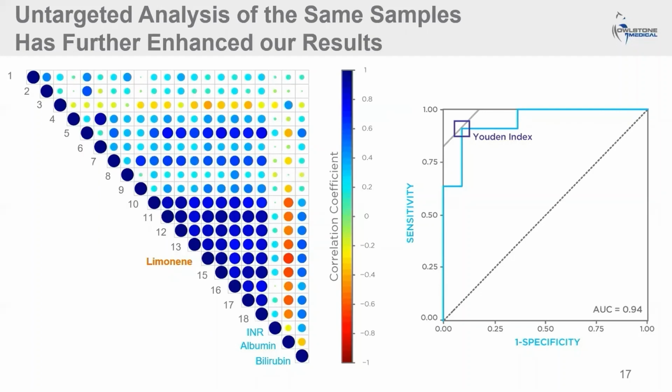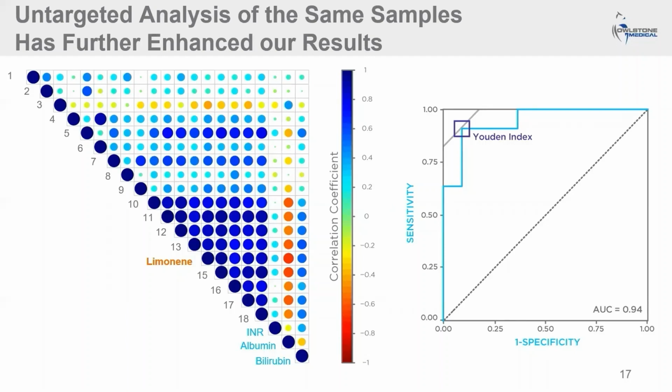Applying logistic regression, we found VOC markers that correlated strongly with established clinical markers of liver function and also with limonene. These results are shown in the correlation matrix, where the size of the circles corresponds to the strength of the correlation and the color corresponds to the direction of the correlation for pairs of biomarkers. As these results are somewhat preliminary, we're waiting to reveal the names of the VOCs until we can confirm their identities with standards.